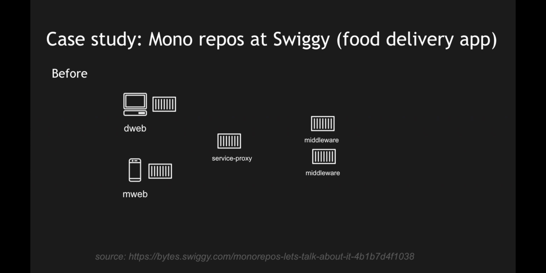Swiggy had three different repositories, one called dweb, the other one called mweb, and then they had something called service which acts as an API proxy. And the tech stack which they had used was React, Webpack, and Babel. So they were using React for their front-end applications, and they were using Webpack for packaging, and using Babel they were compiling the JavaScript code into final executables.